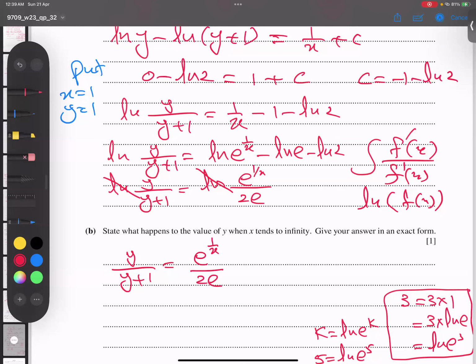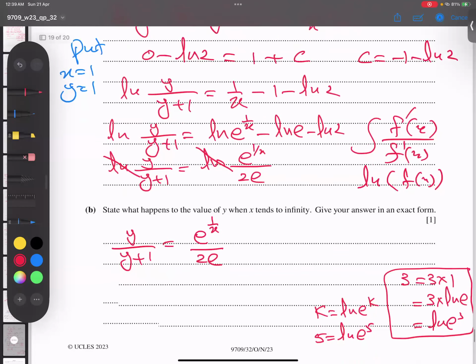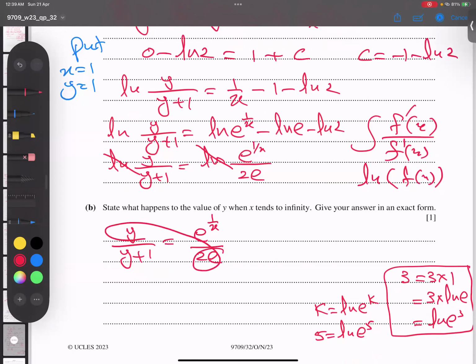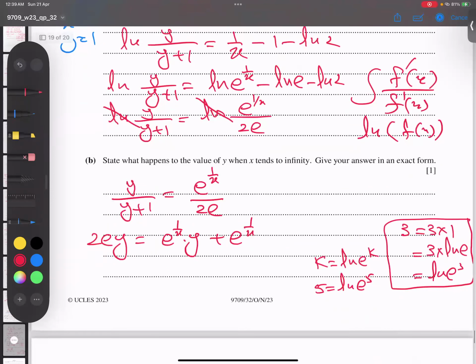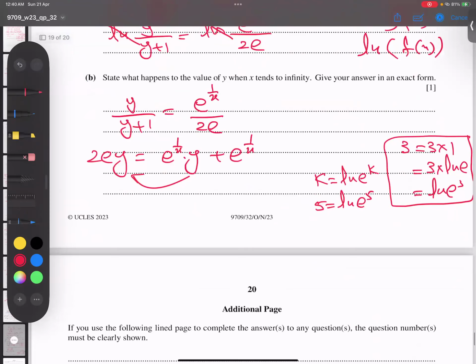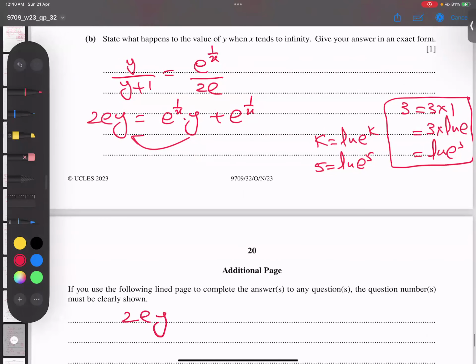Okay, students, now how can I make y alone? Cross multiply. Yes, cross multiply. So 2e multiplies there, 2ey, and y multiplies with that, so e to power 1 by x times y, and this multiplies with that, e to power 1 by x times 2y. I think it is clear. Now this will go on the left-hand side. I will get 2ey negative e to power 1 by x into y equal to e to power 1 by x.